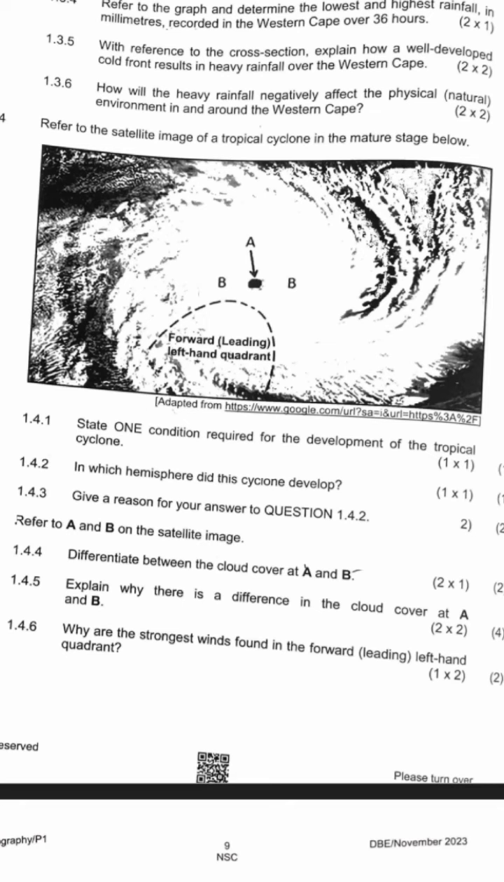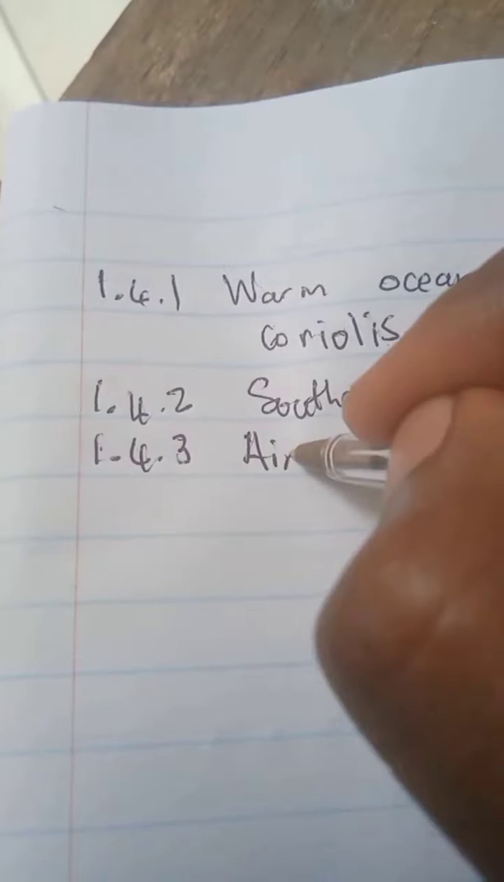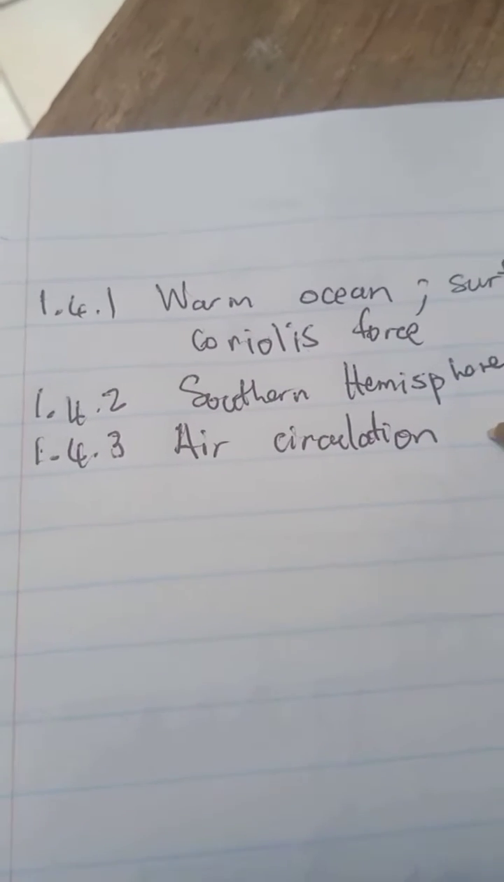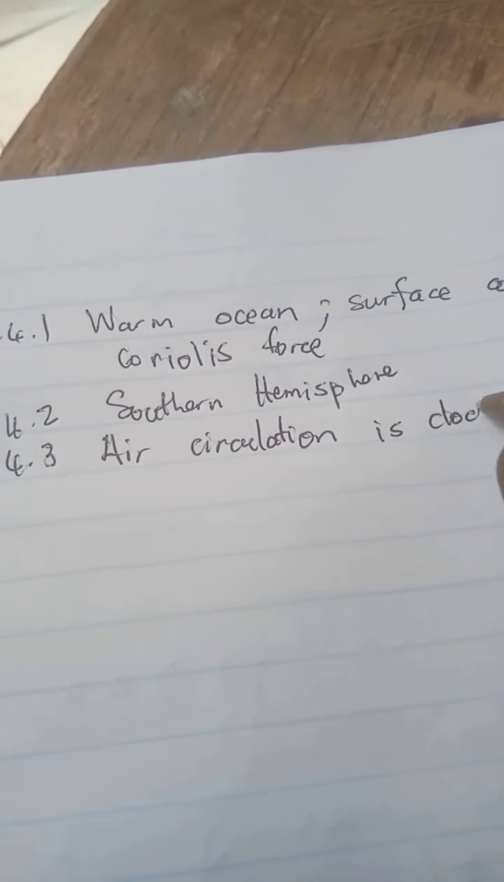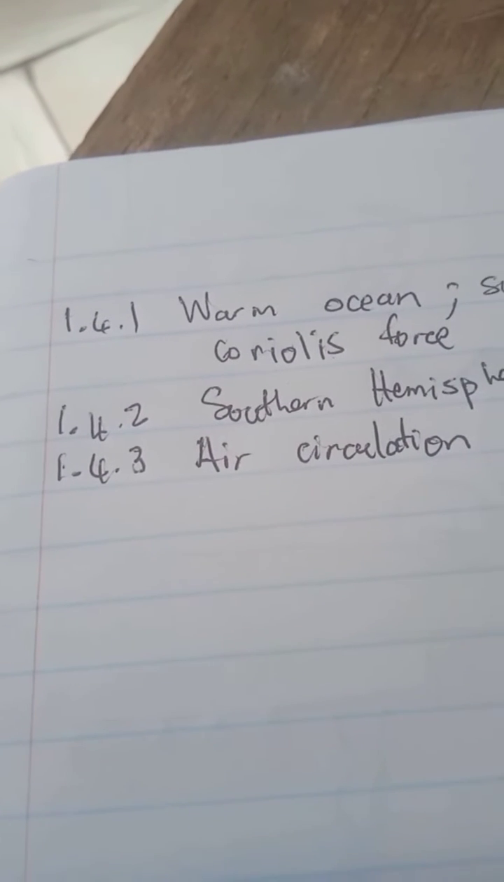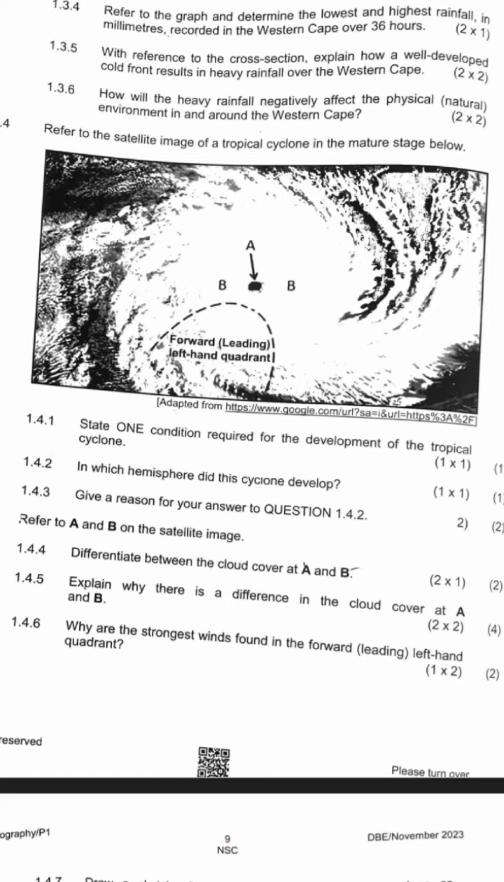1.4.3, give a reason for your answer. Of course, because air circulation or rotation is clockwise. That's our reason there. Now, refer to A and B on the satellite. So we have A and B. A, what is A? A is our eye. B, of course, is the eye wall.